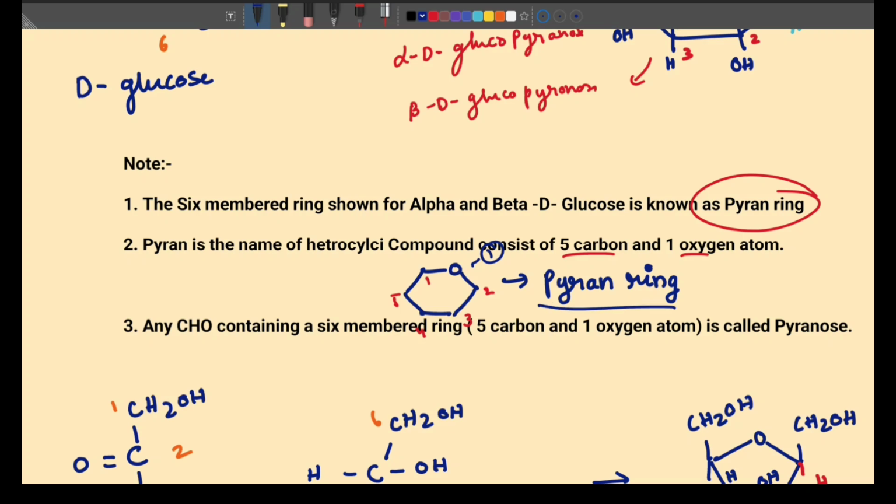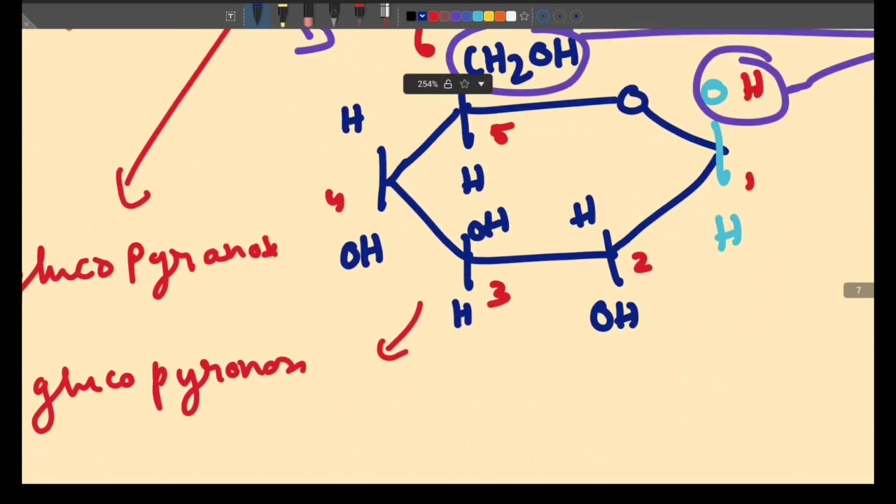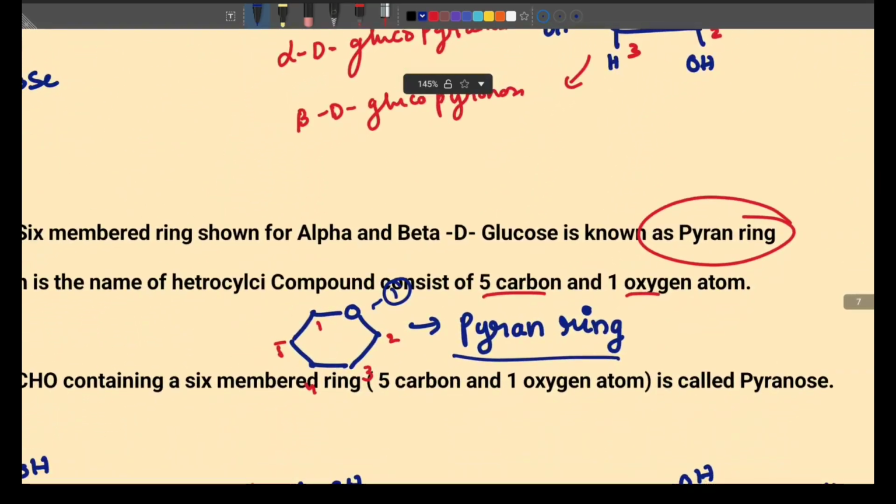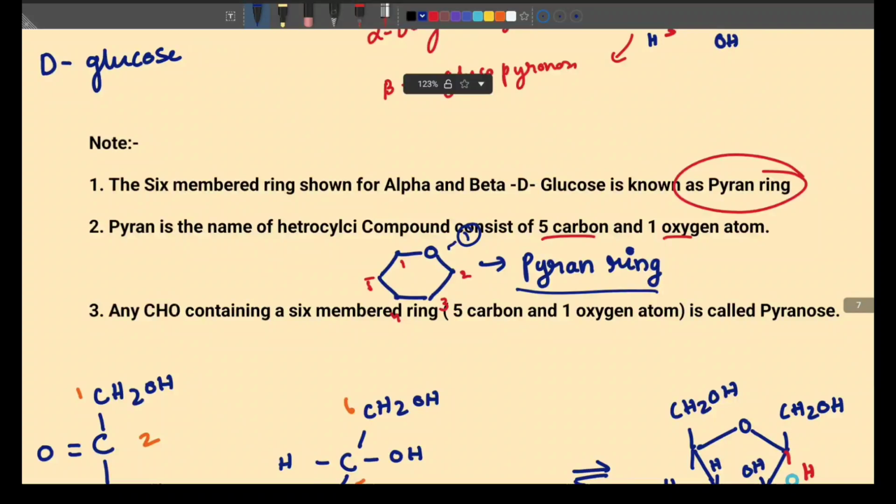To mention that ring as a pyran ring, as you can see here, ultimately this is 5 carbon. You cannot consider CH2OH right now. In a closed cycle, we have 5 carbon and 1 oxygen. So this is ultimately called a pyran ring. Okay, so any CHO-containing 6-membered ring, including the 5 carbon and 1 oxygen atom, is called pyranose. We have to add the "ose" because it is a sugar like glucose, and CHO will be there. So it is pyranose.